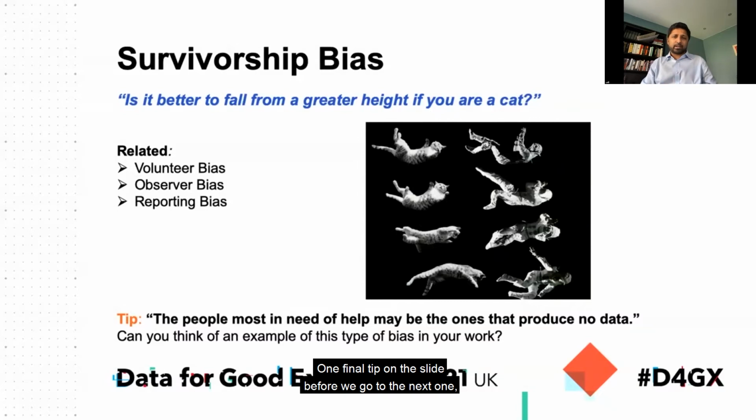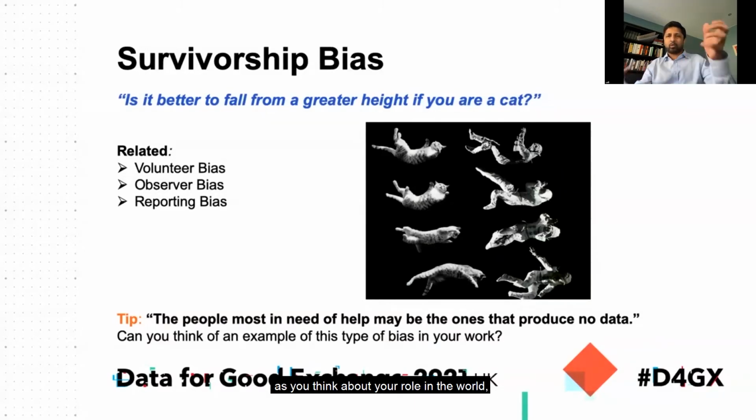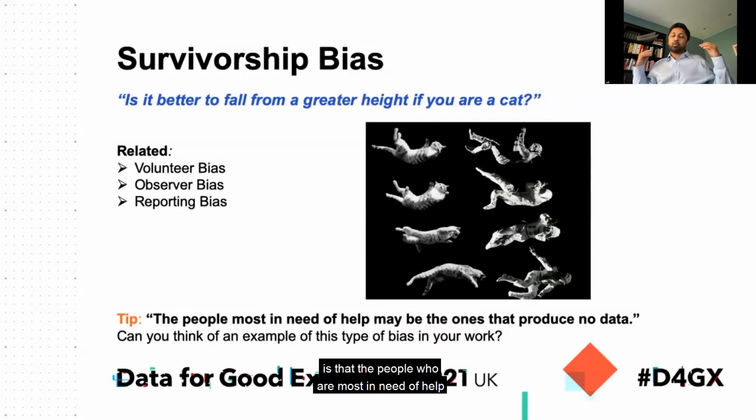One final tip on this slide before we go to the next one, which is the way in which this becomes very critical. Biases are intellectual and cool and fascinating, but ultimately the thing you really need to remember as you think about your role in the world and the kind of outreach you want to do is that the people who are most in need of help may generate no data. And this is where you really have to be careful.